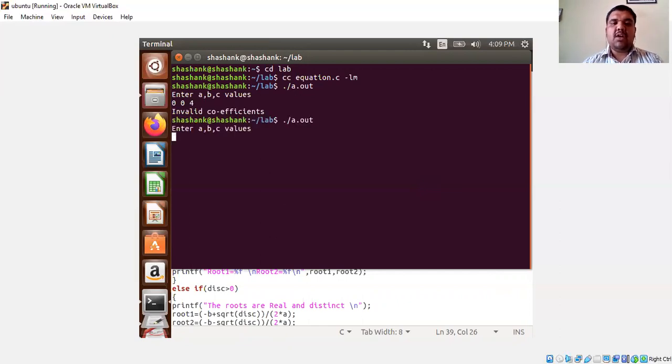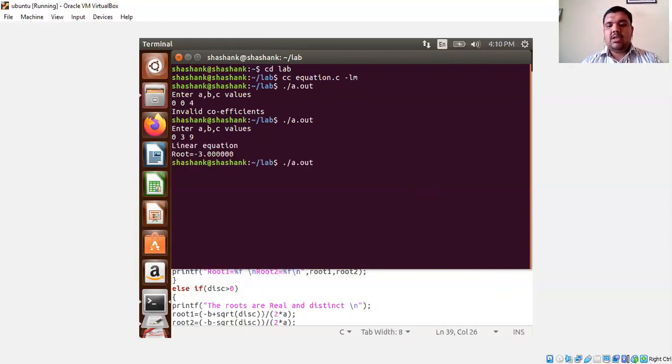Next one is we need to check for the equation being a linear equation. So what is the condition? We have the value a equal to 0. Okay, so then we will give the value of b as 3 and c as 9. So then what will be the nature of the roots? Then it has only one root, basically a linear equation. So then press enter, then we will be having -3.